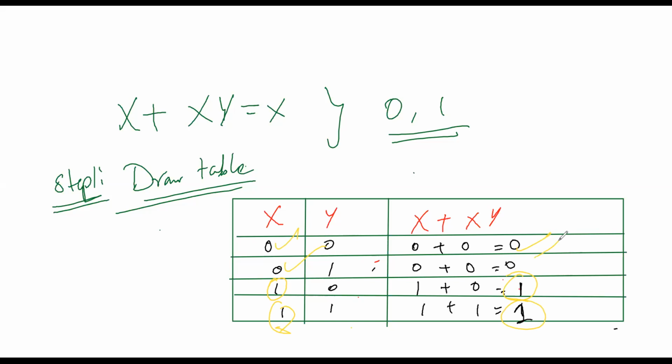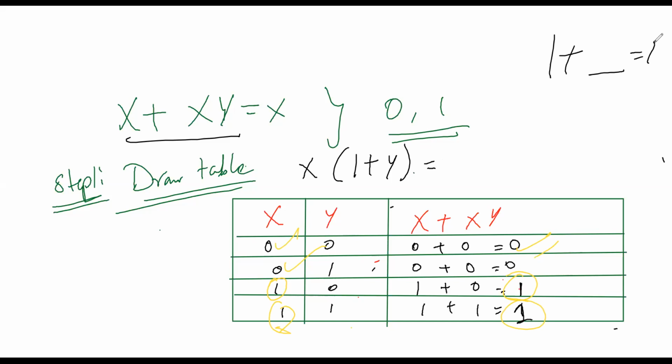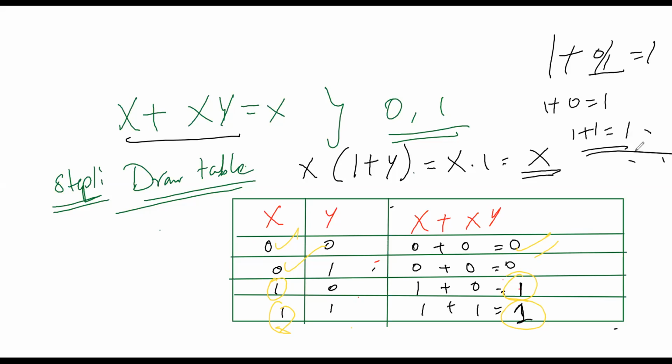And one more thing I would like to tell from this: if I take x common, what will I get? x into 1 plus y. What is the value of 1 plus y? Whatever y may be, 1 plus anything is equal to 1 itself. So x into 1 is x itself. Correct or not? Because y can take only the values 0 or 1. 1 plus 0 is 1, and 1 plus 1 is also 1. Is it clear?